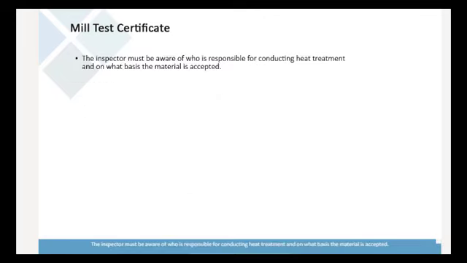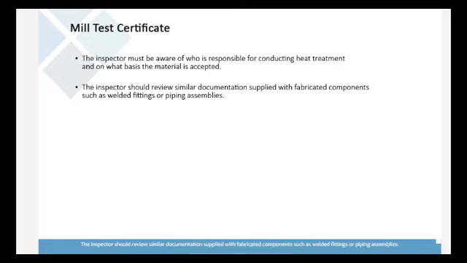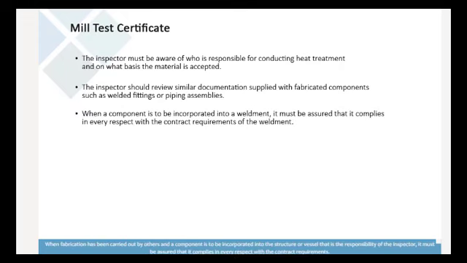The inspector must be aware of who is responsible for conducting heat treatment and on what basis the material is accepted. The inspector should review similar documentation supplied with fabricated components such as welded fittings or piping assemblies. When fabrication has been carried out by others and a component is to be incorporated into the structure or vessel that is the responsibility of the inspector, it must be assured that it complies in every respect with the contract requirements.